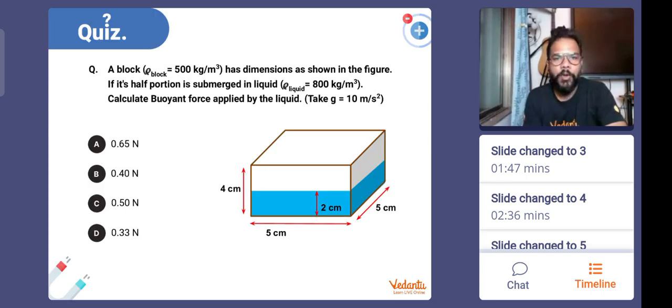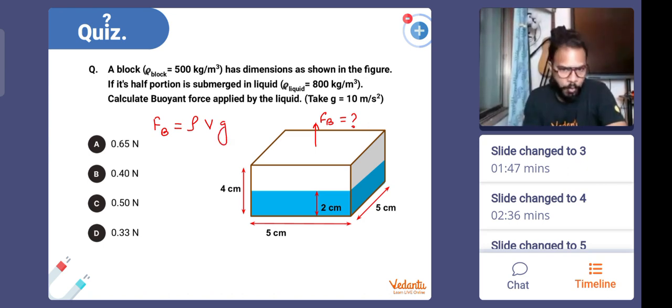Okay, so everyone, a question for all of you to solve first. This says that we have a block whose density is 500 kg per meter cube and dimensions are given in the diagram. If half of the solid body is submerged in a liquid whose density is 800 kg per meter cube, then we have to calculate the buoyant force applied by the liquid. Obviously, the buoyant force acting will be upward. What will be the value of this buoyant force? You have to consider the volume of the body which is submerged. So density of the liquid times volume submerged times g is what you want to calculate.